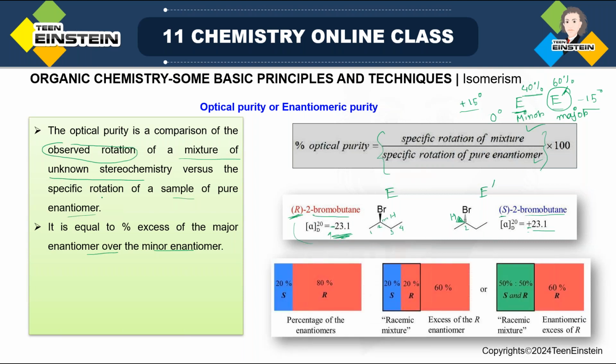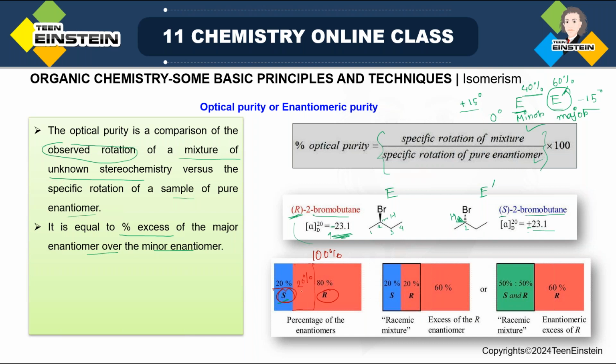Now we'll try to see what is this percentage excess of the major enantiomer. Suppose for one enantiomer, that is S enantiomer, we have 20%, so S we have 20% and R we have 80%. So total is 100%. Now what will happen here? This 20% of S will compensate the rotation of another 20% of R. That is mentioned in the second picture. As if 20% of S, that is the blue part, has nullified 20% of R out of 80%.